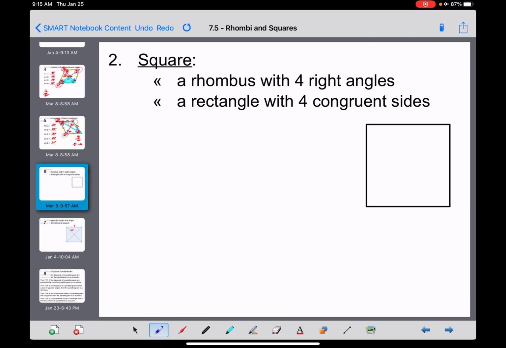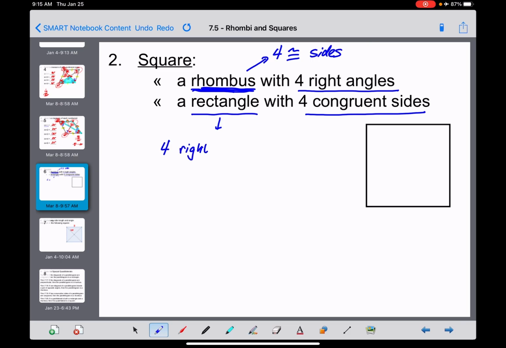A square is either a rhombus with 4 right angles. Now remember, by saying that it's a rhombus, that already tells us that this figure has 4 congruent sides. So a square would have 4 congruent sides and 4 right angles. But it is just as true to say that a square is a rectangle with 4 congruent sides. And by saying it's a rectangle, that means we know that this figure already has 4 right angles.